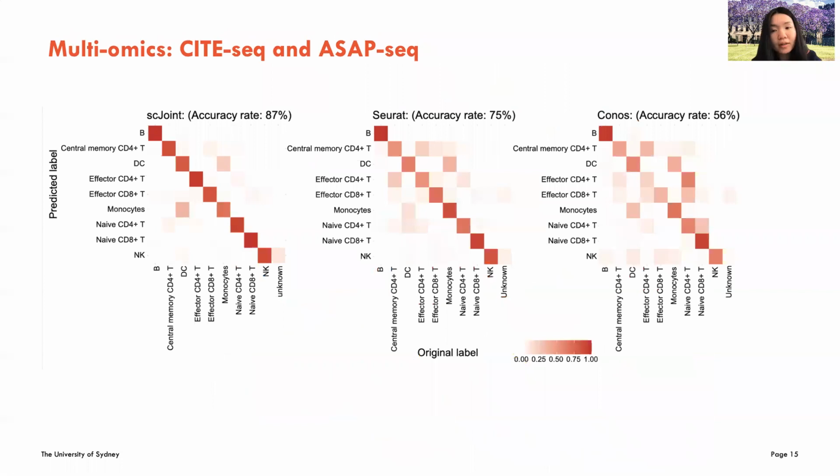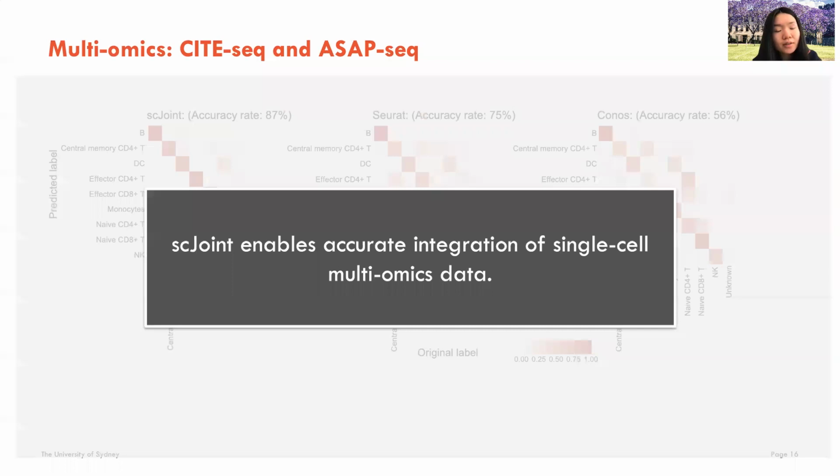Again, looking at the transfer accuracy rate, scJoint outperforms the other two methods by a large margin, where we have 87% accuracy rate, significantly greater than Seurat and Conos. This leads to our second take-home message today. scJoint enables accurate integration of single-cell multi-omics data.